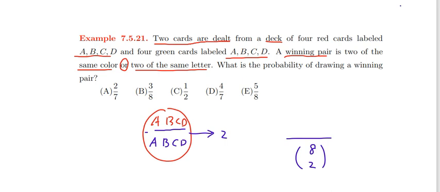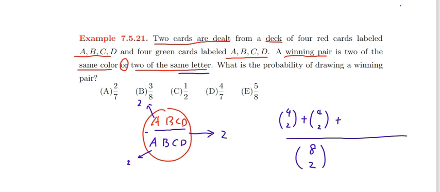So a winning pair is 2 of the same color. So it could be from here pick 2, so the color is the same, so this is winning. Or from here pick 2, so pick 2 from these 4, or pick 2 from these 4. So this is the same color, right? Or the same letter.